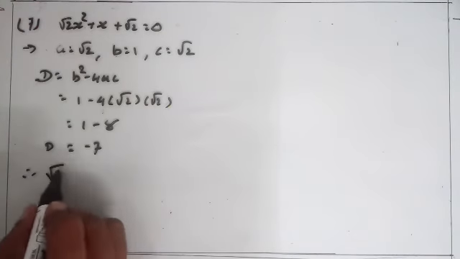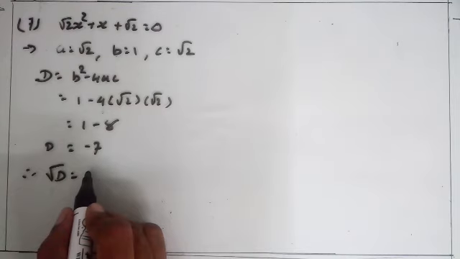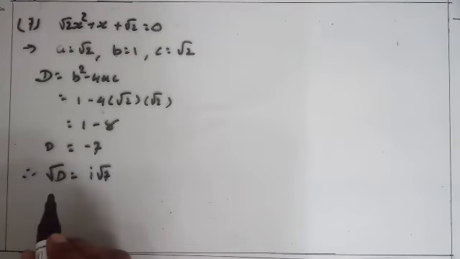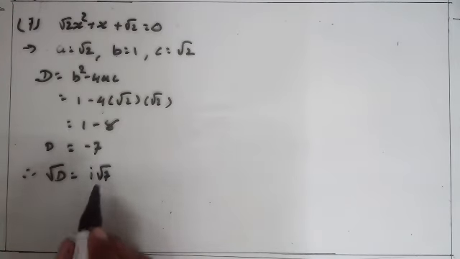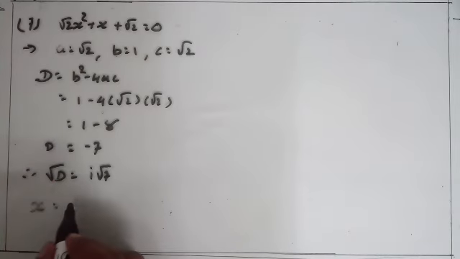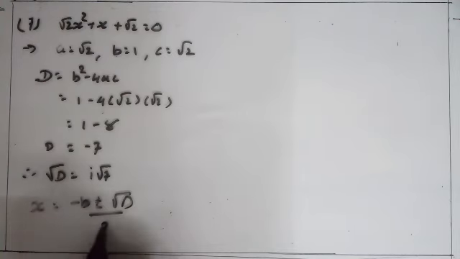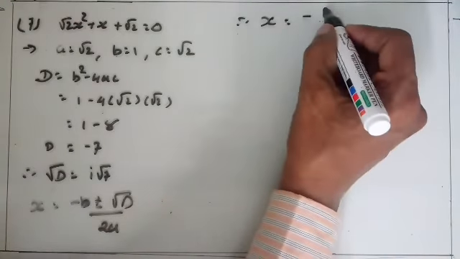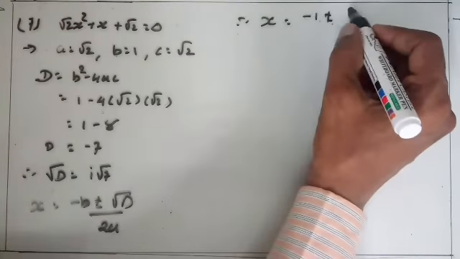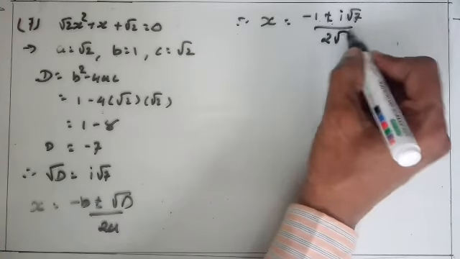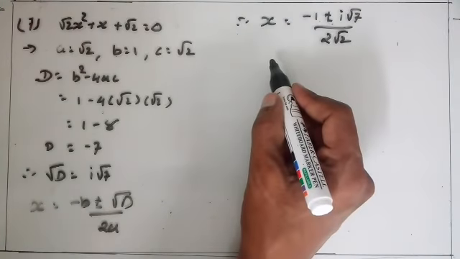Therefore √D = i√7. So we write √D = i√7. Now the solution is x = (−b ± √D) / 2a. So x = (−b = −1 ± √D = i√7) / (2 × a = √2). So this becomes the solution. Clear?